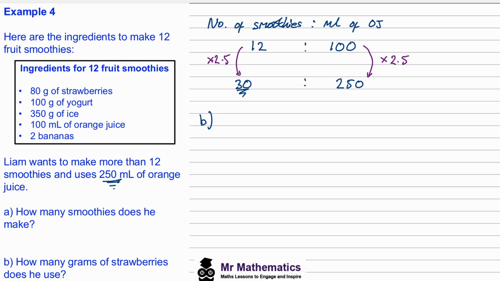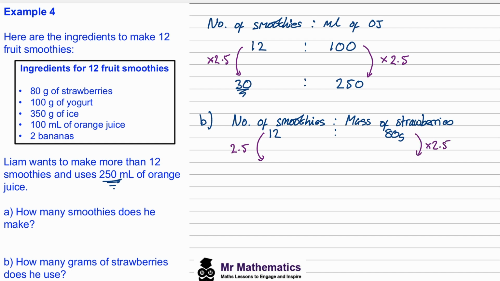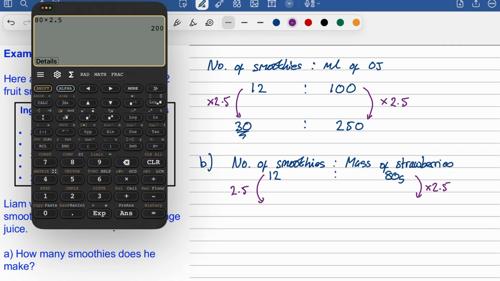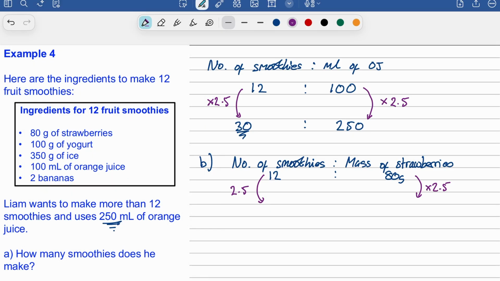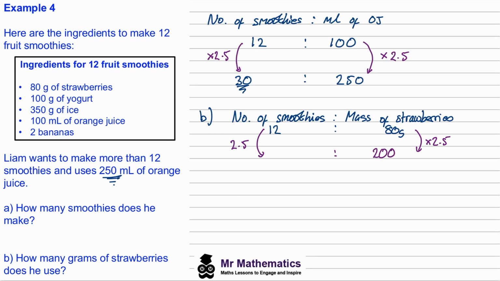So now we need to set up a different ratio. If we go back to the recipe, we're still making 12 smoothies originally, and this requires a mass of 80 grams of strawberries. Now we know we're scaling this by the 2.5. So if we scale the 80 by 2.5, we'll use 200 grams of strawberries. And this will give us the 30 smoothies, okay? How did you get on with that? Let's try one more question.